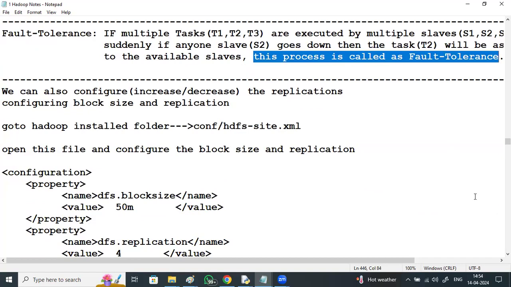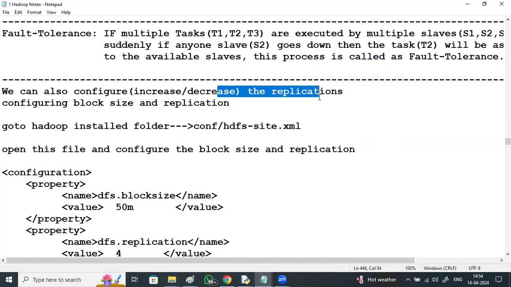We can configure, I said we can configure, increase or decrease the replications, right? By default, it is three times, right? But if you want to increase more, make it 4 or 5.